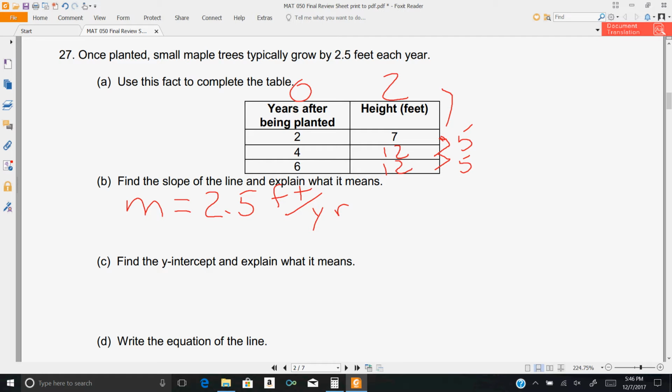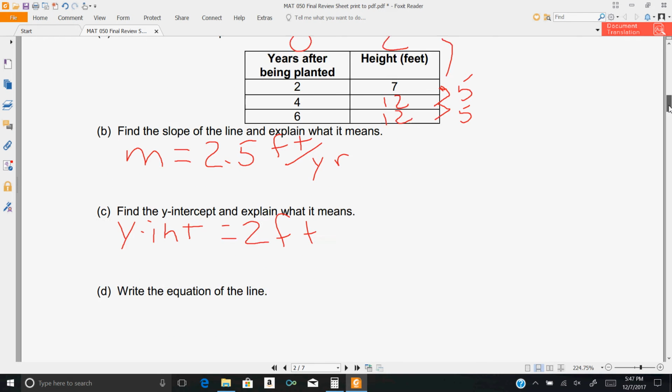Okay. Find the y-intercept and explain what it means. The y-intercept I just showed you was 2, so y-intercept equals 2 feet. And it means that when the tree is first planted, it's 2 feet tall. It begins to grow from there.